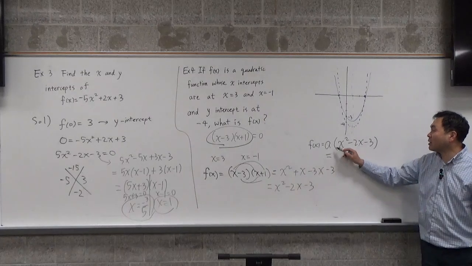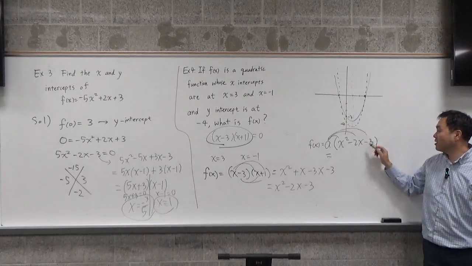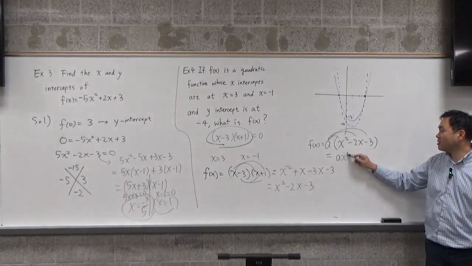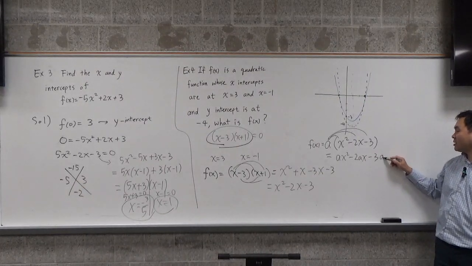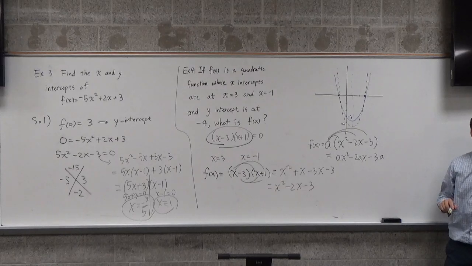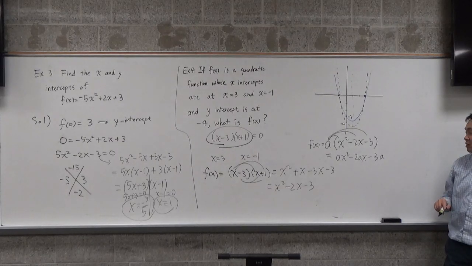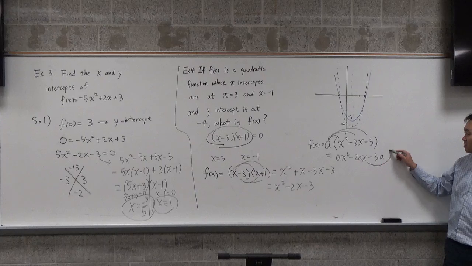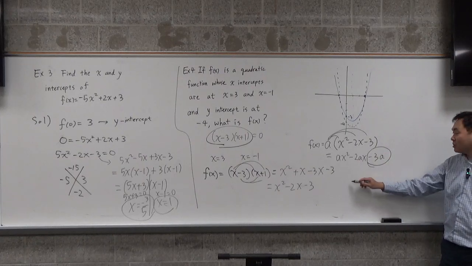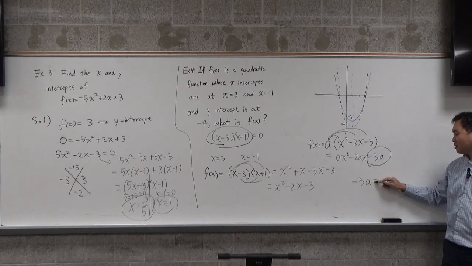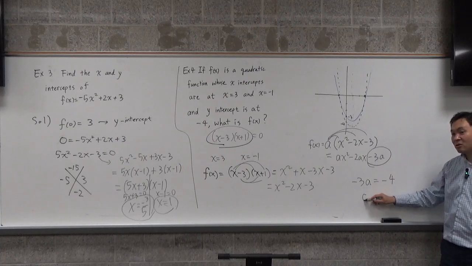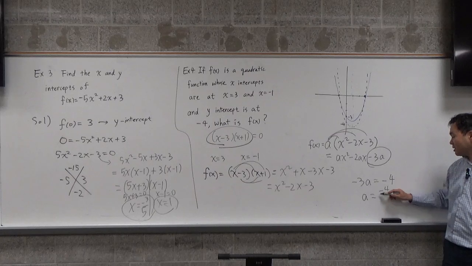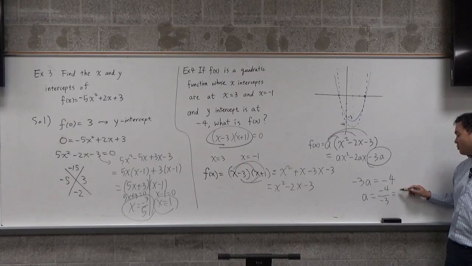Just multiply it out. See what you get. You get ax squared minus 2ax minus 3a, right? What's the y-intercept here? This is the y-intercept, right? And I want this to equal what? -4, right? You divide that by -3, and you get 4/3.